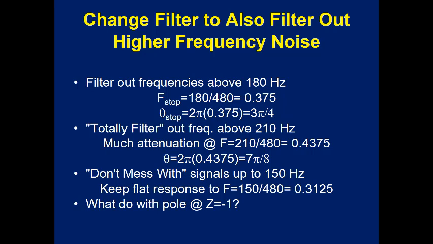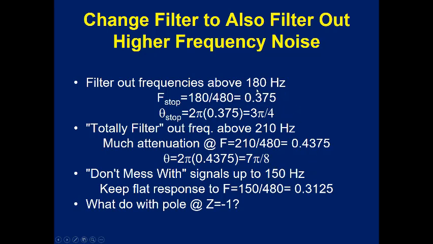So in addition to everything else, we need to get rid of frequencies above 180 hertz. So I need to add a low pass kind of feature here, getting rid of more of the high frequencies above 180 hertz, which happen to be at an angle of 3/4 pi. And by totally filtering out, there's a bad spike at 210 hertz that we want to make sure we completely get rid of. That's at an angle of 7 pi over 8.